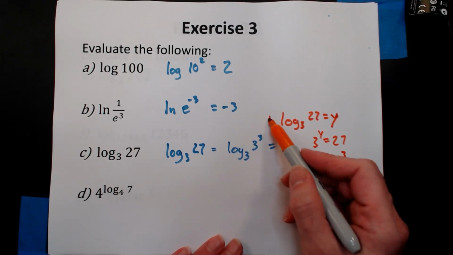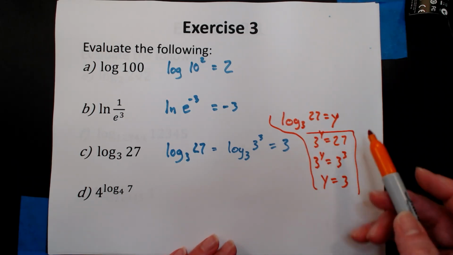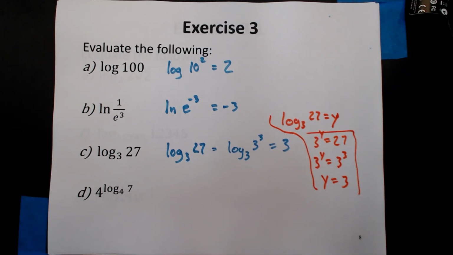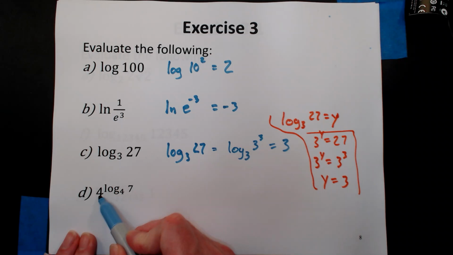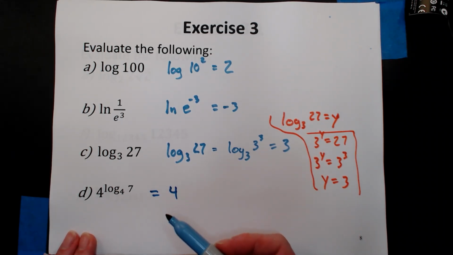So that's another way of working it, like we would have worked it from section 7.1. Here we're using our inverse rules. So I raise 4 to log base 4 of 7. That's just going to give me 7 back out. That's the easiest way to look at it.